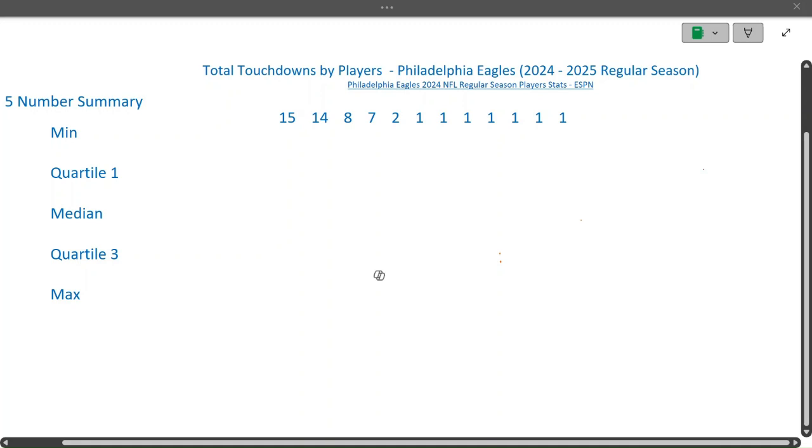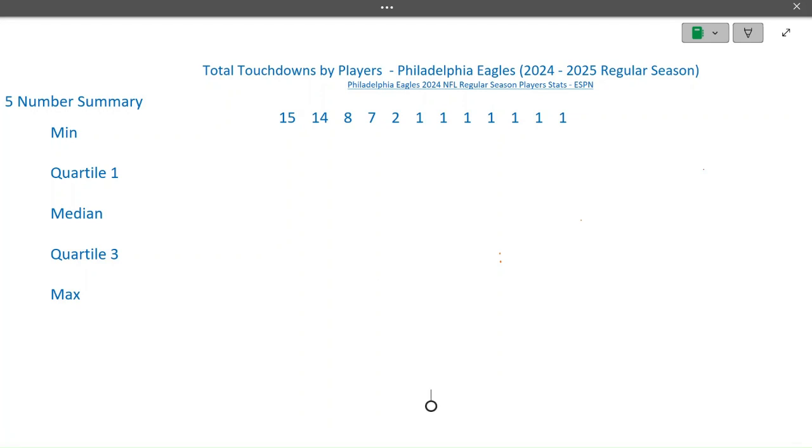From the regular 24-25 season for the Philadelphia Eagles. This is courtesy of ESPN's website. And we're looking specifically at total touchdowns by players. So anybody who did not score a touchdown is not included in this data set. I also omitted their place kicker because he doesn't score touchdowns, he scores field goals.